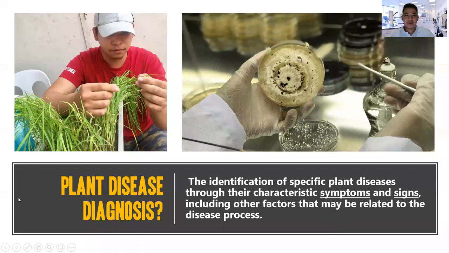Just to give you a background po about what plant disease diagnosis is all about, it is the identification of specific plant disease through their characteristic symptoms and signs, including other factors that may be related to disease process. So ano-ano po ba ibang mga diagnostic na pamamaraan to diagnose ang ating plant at kung may sakit po ba siya. So we have the symptomatological diagnosis. Ito yung i-check po natin yung ating plant o yung ating crop, si rice, kung ano yung nasa surface niya o ano yung nakikita nating hindi normal kay rice. Yun po yung symptomatological.